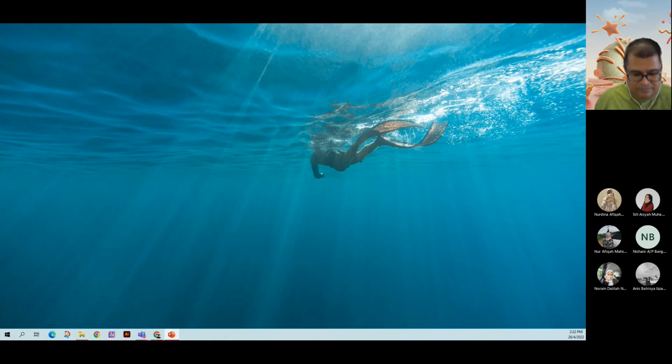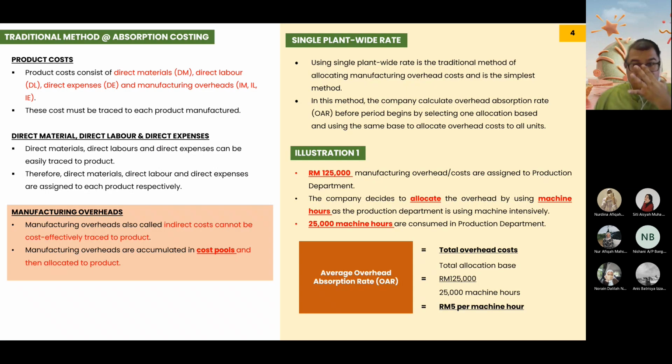Manufacturing overhead. Contoh illustration yang pertama ni, this one 125,000 manufacturing overhead ataupun manufacturing cost are assigned to this production department. The company decided to allocate the overhead by using the machine hours sahaja. So ada satu base sahaja as the production department is using machine intensively.